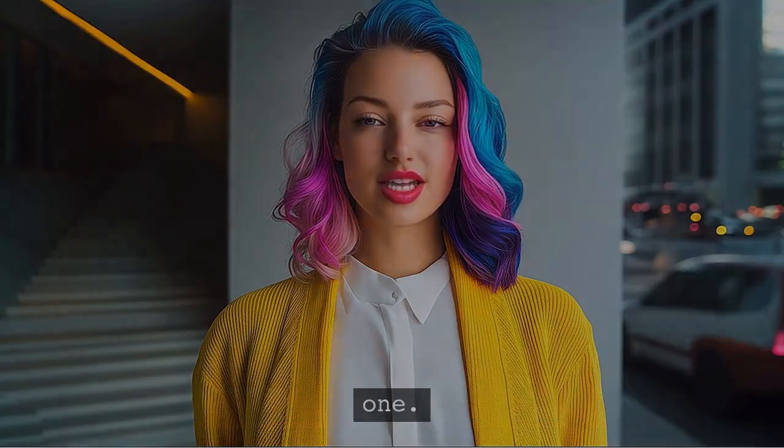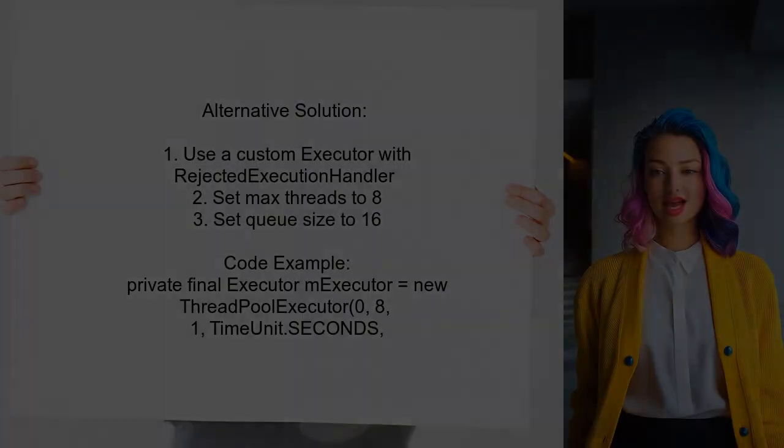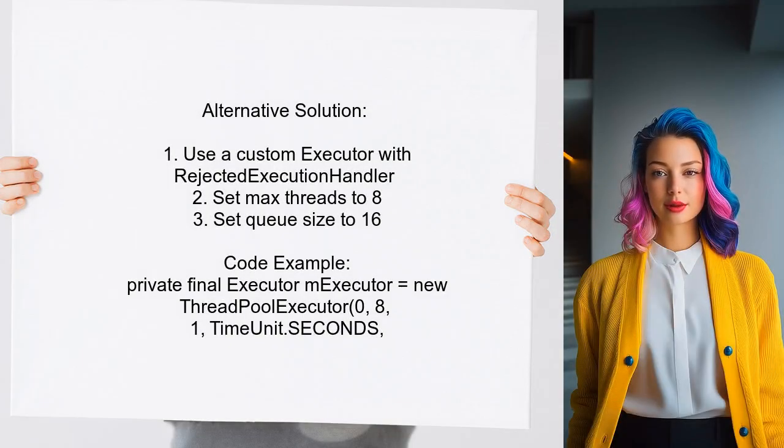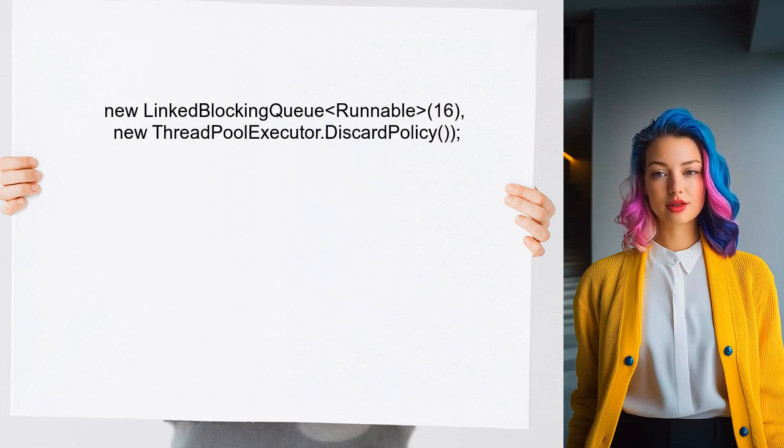Let's explore another one. An alternative solution suggests using your own executor instance with a rejected execution handler instead of async task ThreadPoolExecutor. This allows you to control the number of threads and tasks in the queue. For example, you can create an executor that runs a maximum of 8 threads and keeps 16 tasks in the queue, dropping any excess tasks.